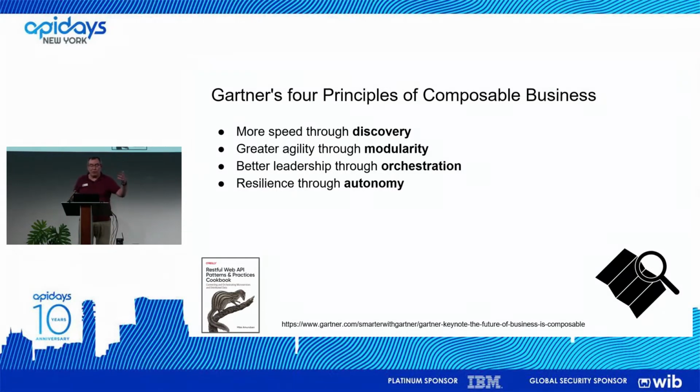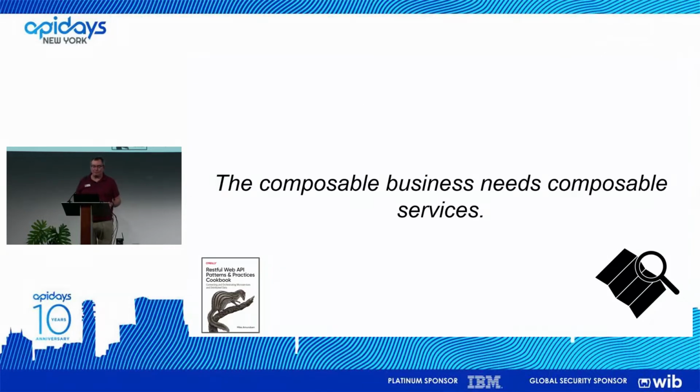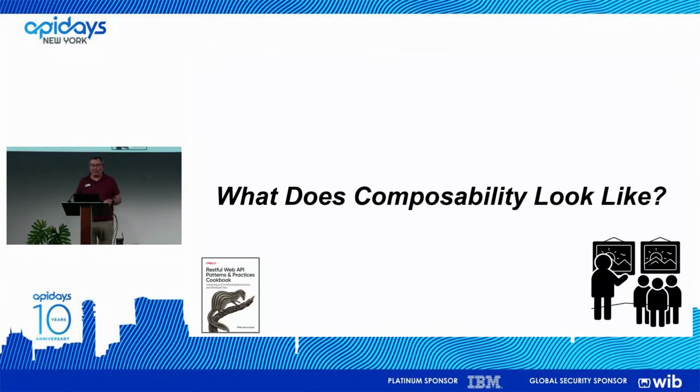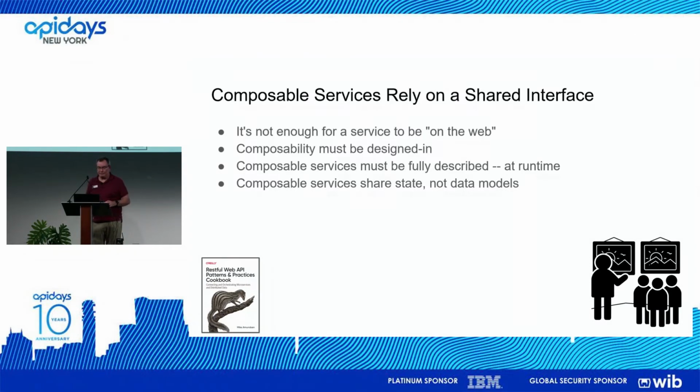Discovery, modularity, orchestration, autonomy, these are all nice buzzwords, right? These work. So if you want this composable business that Gartner and Plummer talk about, what you're going to need are composable services that animate that business, that make that business run, that make that work. So let's be honest. What does this really mean? What does composability really look like?